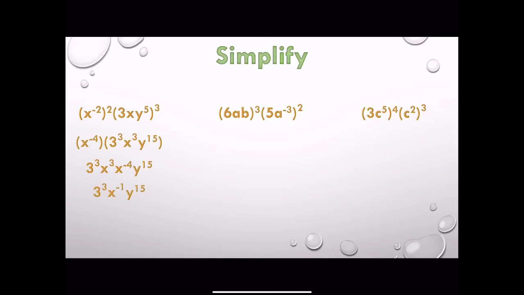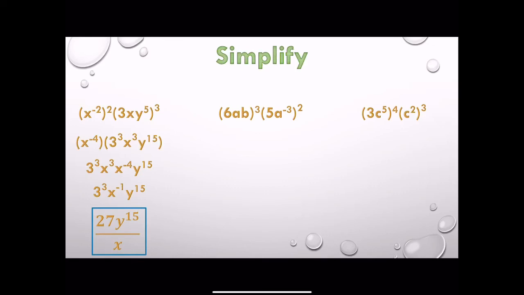Now there's 2 things I can do here. I'm not completely simplified yet. I can do 3 cubed, but I also have a negative exponent. So with that negative exponent, I have to make it positive. That is my final answer. Let's go take a look at our next one.